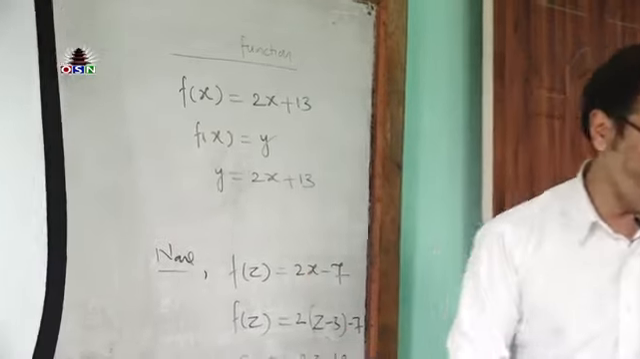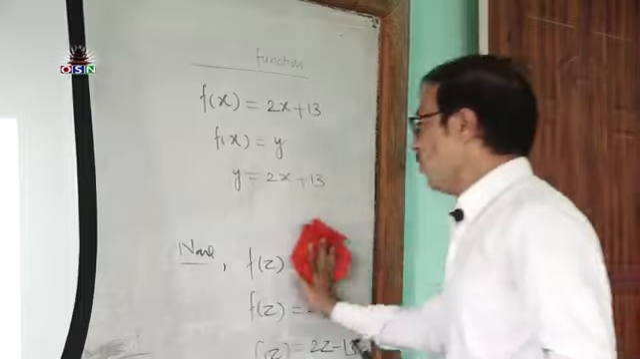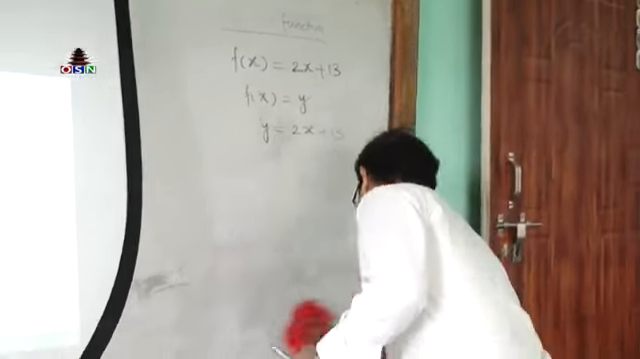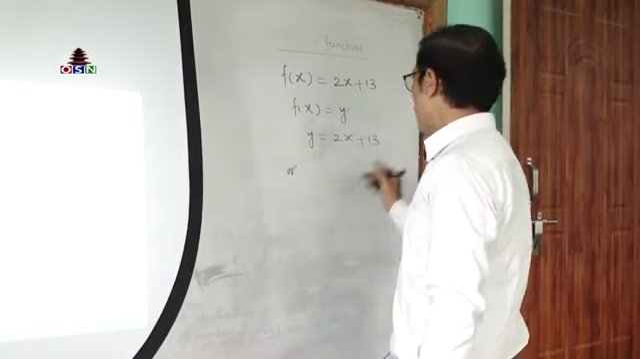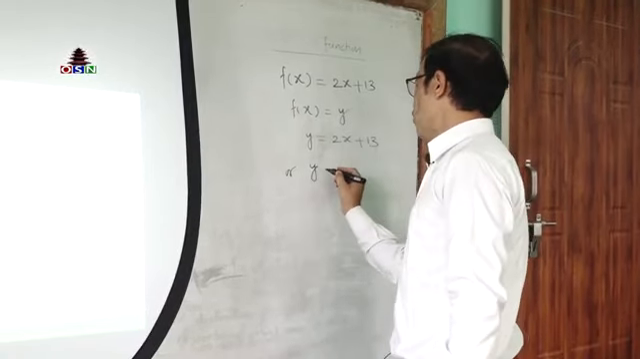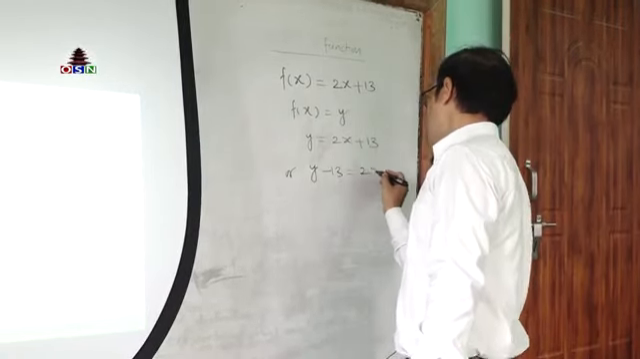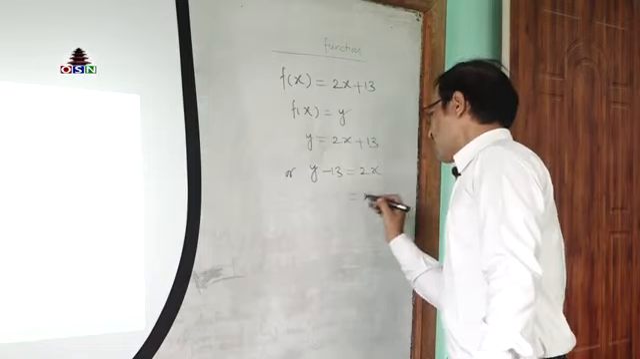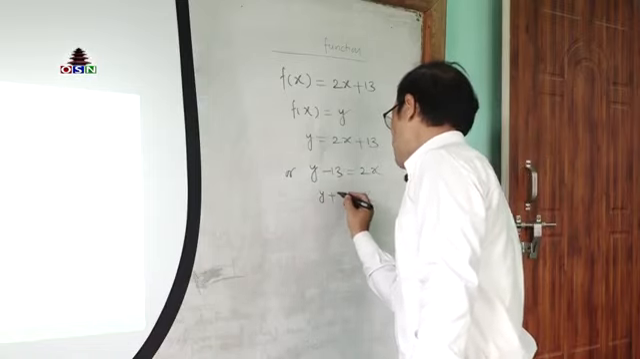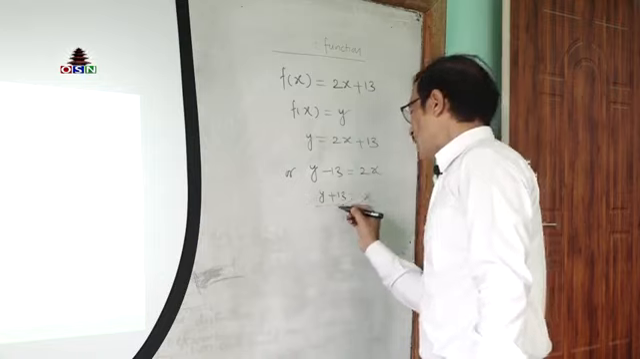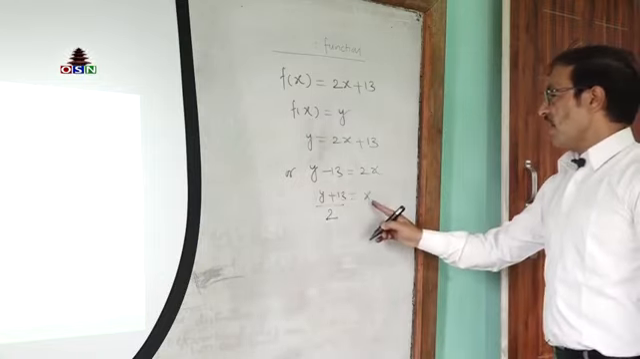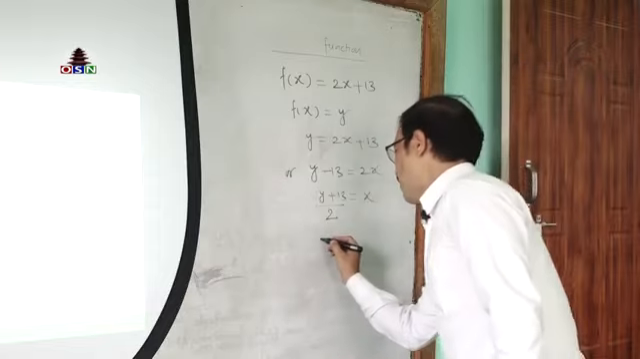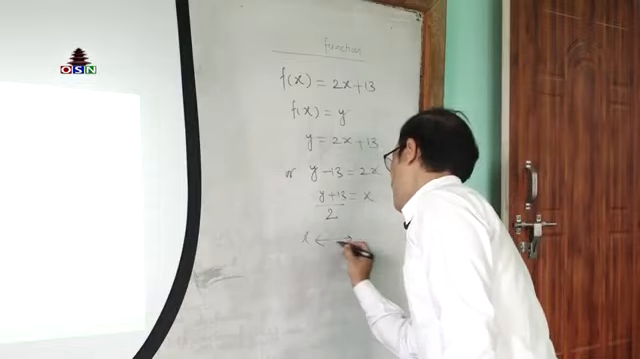Then to find the inverse function, what is the process? You have to make x only on one side. For that, you have to simplify this one. 13 goes to the right, minus 13, equal to 2x, and x is equal to y minus 13 upon 2. Inverse of multiplication is division. This is what we have got, and after that we have to exchange the role of x and y.